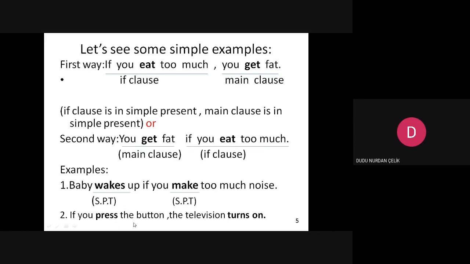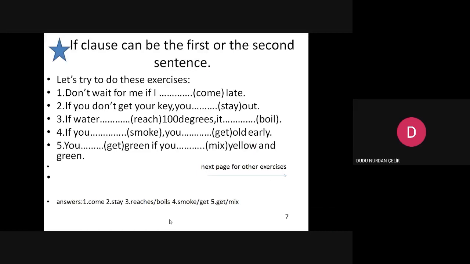Now look at the second one. If you press the button, the television turns on. The if sentence is the first part, the main clause is the second part. We have a comma here because if is here. If the if sentence was the second sentence, like the television turns on if you press the button, then we don't need a comma. Let's see the exercises here. The if clause can be the first or the second sentence, as I said. This doesn't change the meaning.